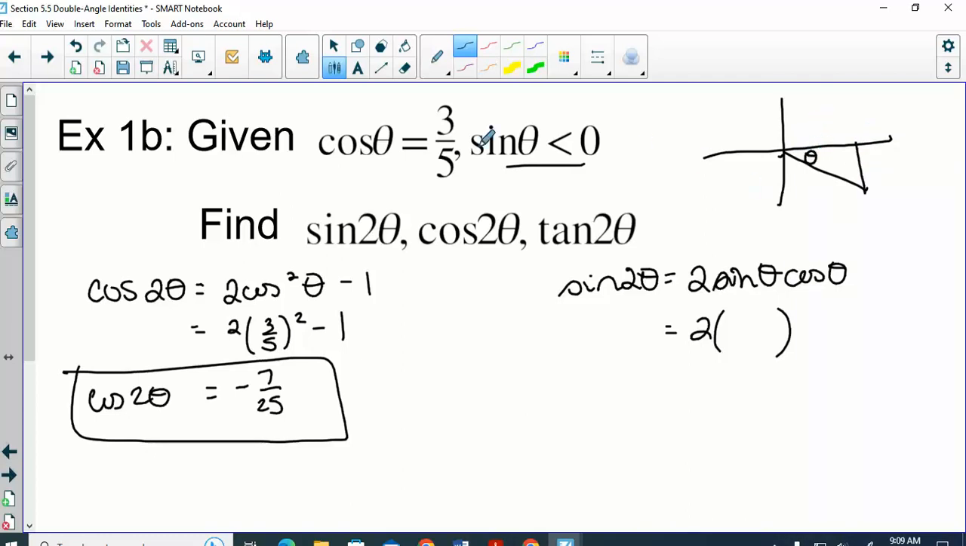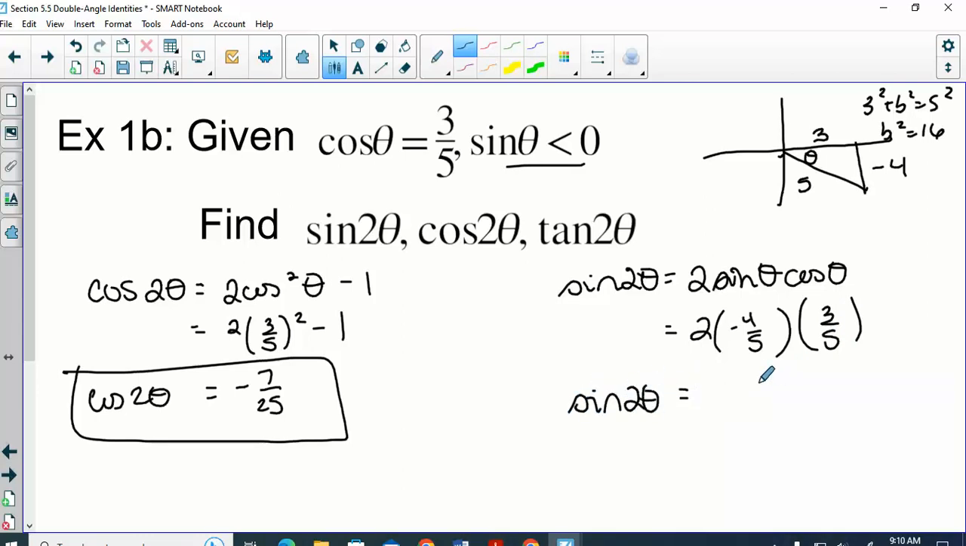So this is the triangle for theta. Cosine is adjacent over hypotenuse. So Pythagorean theorem. Could it be 4? It would be negative since you're in the 4th quadrant. Negative 4. So sine is negative 4 over 5. Cosine, adjacent over hypotenuse, is 3/5. So I get negative 24 over 25.